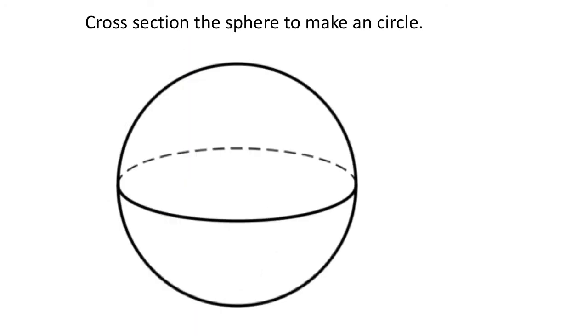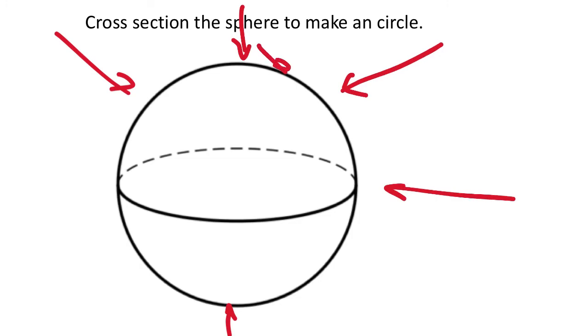All right, cross section a sphere to make a circle. As it turns out, it doesn't matter where you cut this thing, it'll always be a circle. You're welcome to cut it diagonally. You could cut it straight and horizontally. You could cut it straight vertically, up or down. Doesn't matter. You could try to just kind of get the edge, but no matter how you do it, you're going to end up with, yes, I'm sorry about my drawing, but it's a circle, okay?